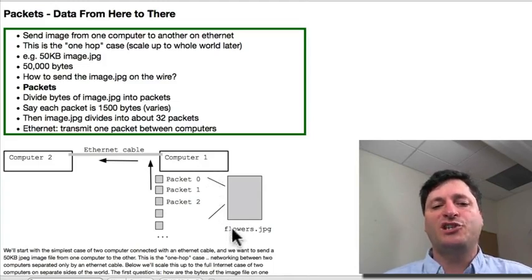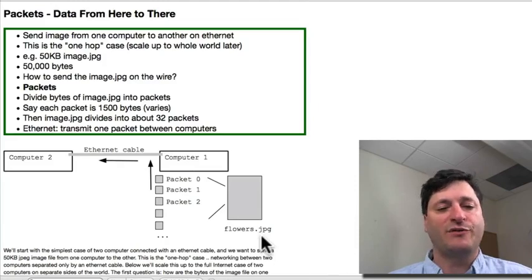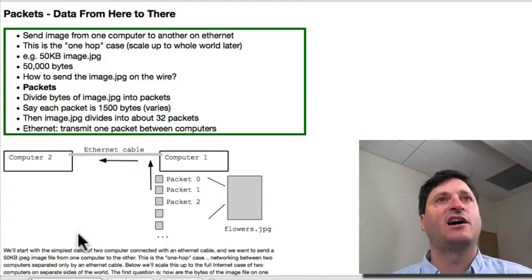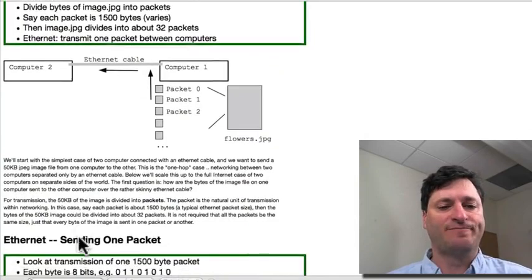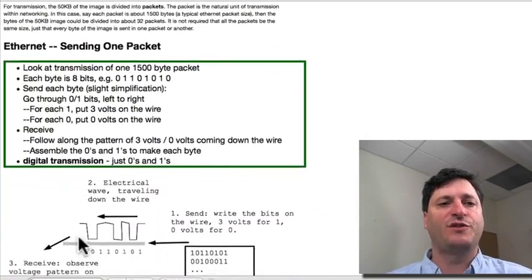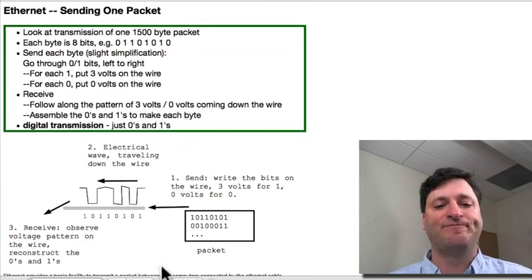So when computer 1 wants to send this image, really what it's going to do is take the image, all those bytes, 50,000 bytes or whatever it is, and break it into a series of packets where each packet is only 1,500 bytes. And so all we have to think about is, how do you send one packet on the wire? And then you can see how it scales up. You just send all the packets. So I want to look at the case very specifically of Ethernet sending one packet.